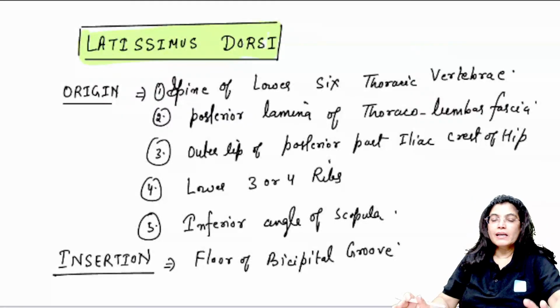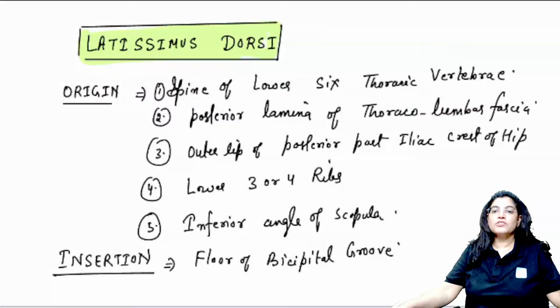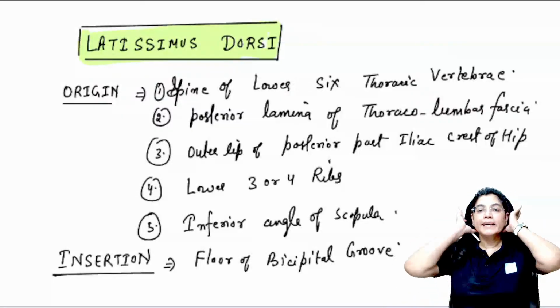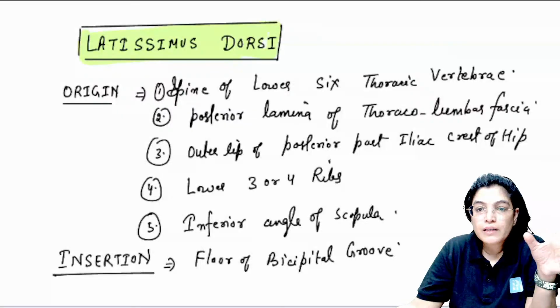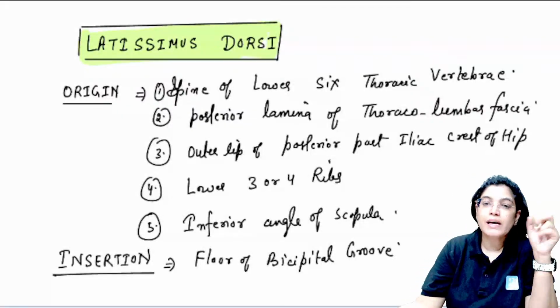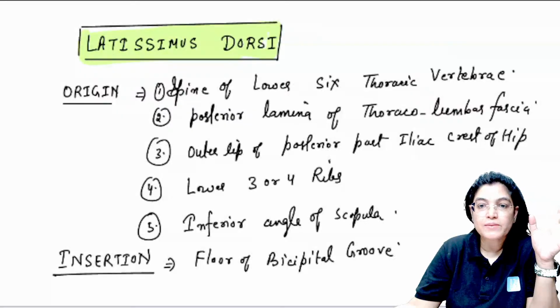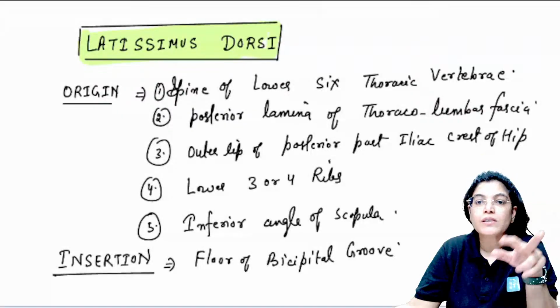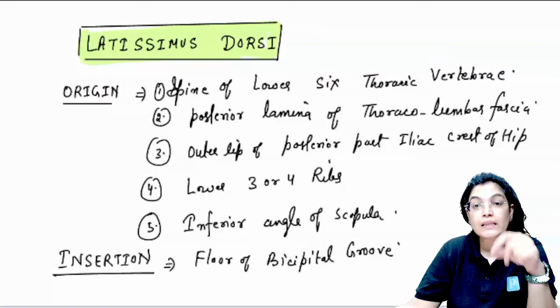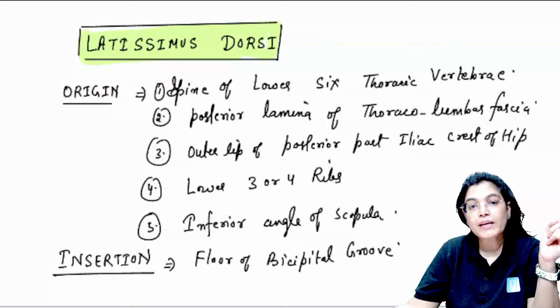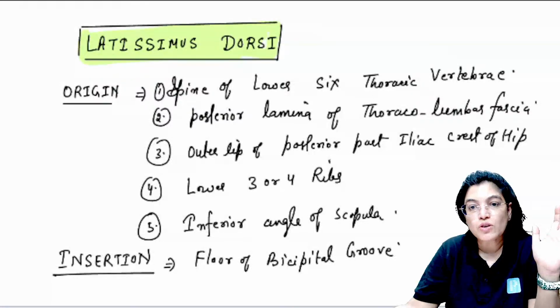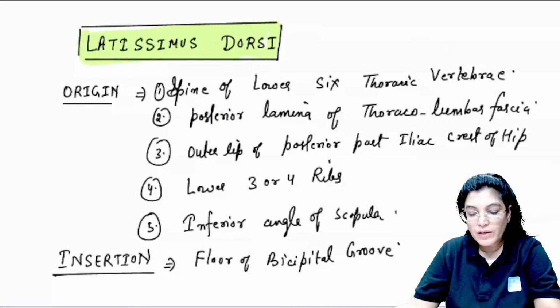Okay, so you remember when we took the osteology session, there is a mnemonic, the lady between the two majors. Because if I talk about the margins, there is pectoralis major and teres major attached here, and in between the two majors, in the floor of the bicipital groove or intertubercular sulcus, we have got the insertion of latissimus dorsi muscle. Okay, now coming to the nerve supply and action.